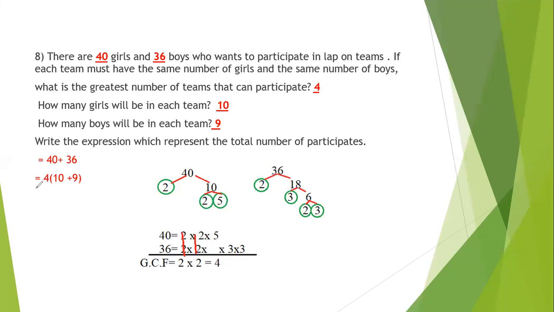Now let's put 4 out and see what the number of girls and the number of boys is. 40 divided by 4 equals 10. 36 divided by 4 equals 9. So I can make 4 teams. In each team, we will find 10 girls and 9 boys.